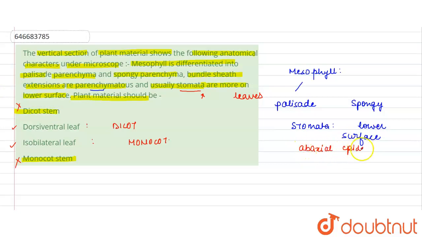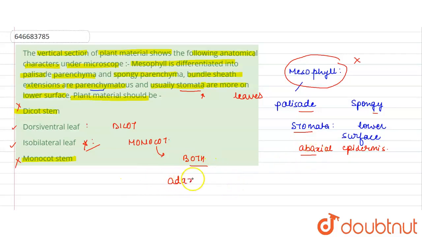Now the difference lies in these two points only, because in the case of the isobilateral leaf, the mesophyll is not differentiated into the palisade and the spongy parenchyma, and stomata are found on both surfaces, that is the upper and lower. Lower is the abaxial and upper is called the adaxial surface. So yes, we are left with only one option, that is the dorsiventral leaf. So this is the right answer.